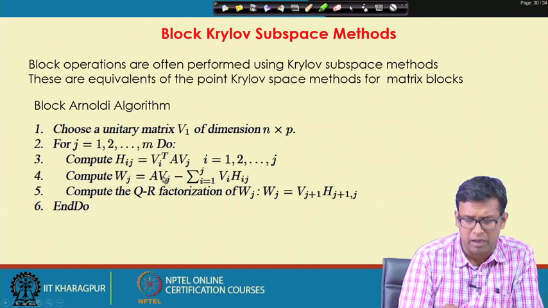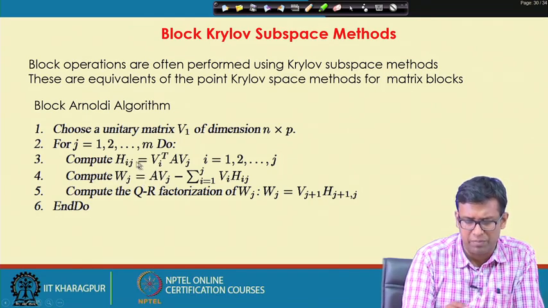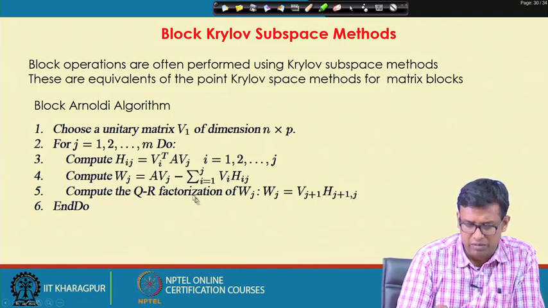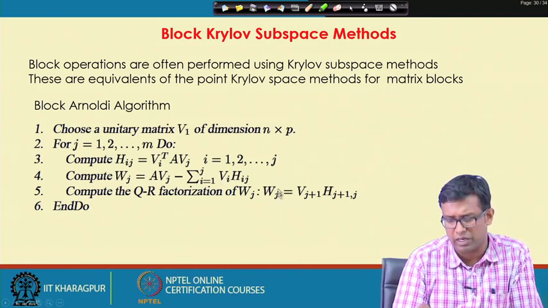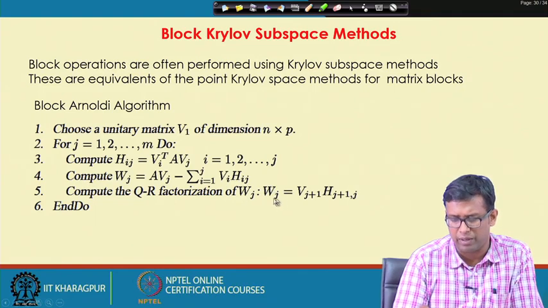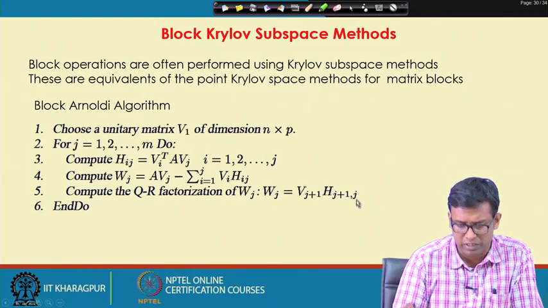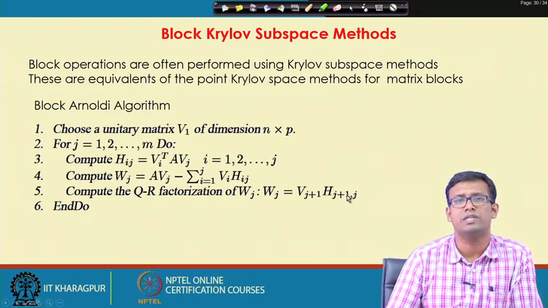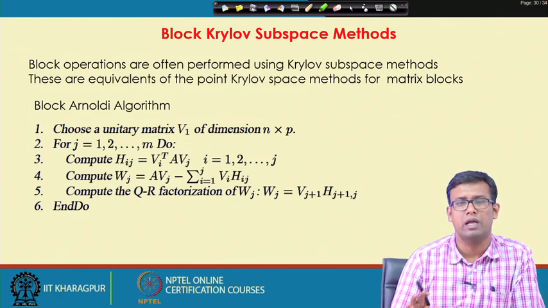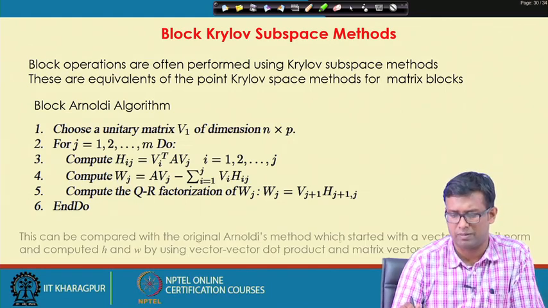That means it multiplies V with A, subtracts the V H term, and then does a QR orthogonalization of W to find W. W is V_{j+1} H_{j+1,j}, and this comes with all the basis functions of W and V, but these are not a basis of the Krylov subspace, rather they are a basis of the Krylov block subspaces.